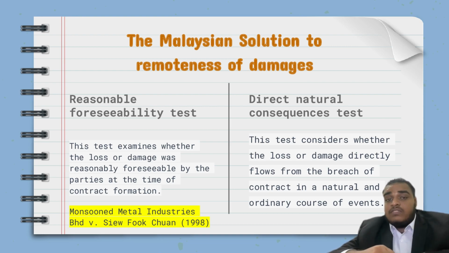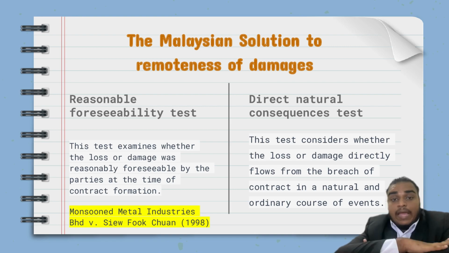The practicality of said tests can be seen in the case of Monsoon Metal Industries and Siu Fuk Chuan. In the following case, the court employed the use of the foreseeability test to determine whether the damages suffered in the contract was foreseeable at the time of the conception.